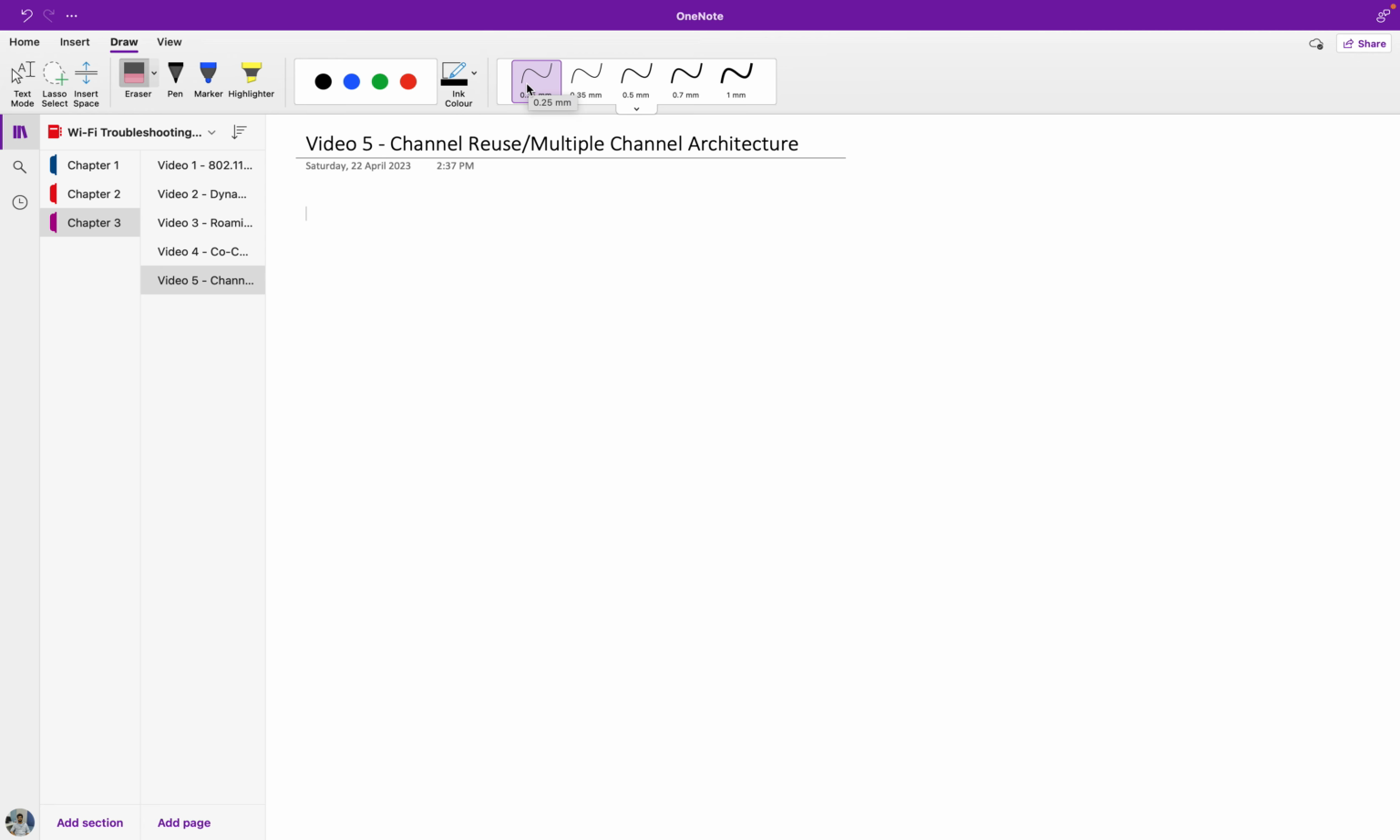One way to avoid co-channel and adjacent channel interference is a proper channel reuse design, which is very necessary in the Wi-Fi world. So if we want to get rid of, or try to get rid of, the CCI and ACI, we need to have a good channel reuse design, which is also known as a multi-channel architecture, right?